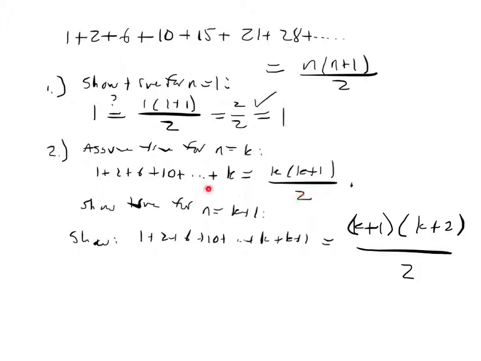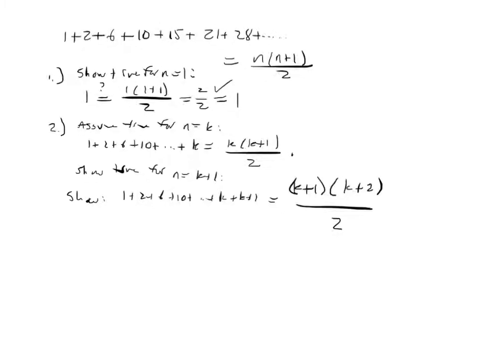So if I'm assuming this is true, and I add a k plus 1 to the left side, to keep things equal, I have to add a k plus 1 to the right side. So this question boils down to saying, if this is true, and I add a k plus 1 term over here, I'd have to add a k plus 1 term over here. And then if I simplify this expression, k times k plus 1 over 2, does it turn into this? So let's continue here.